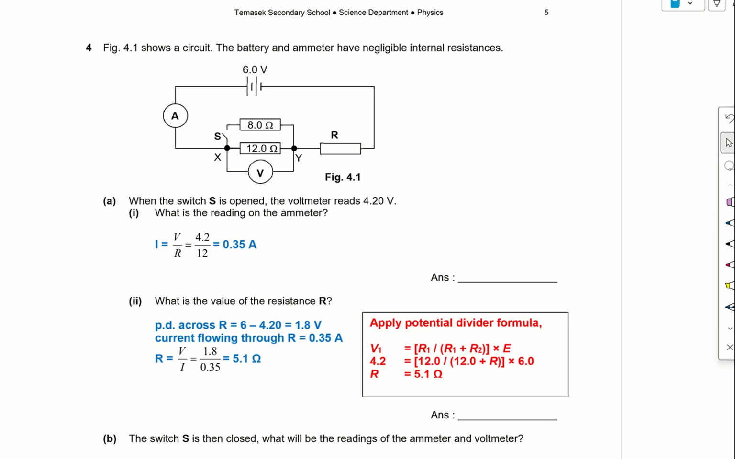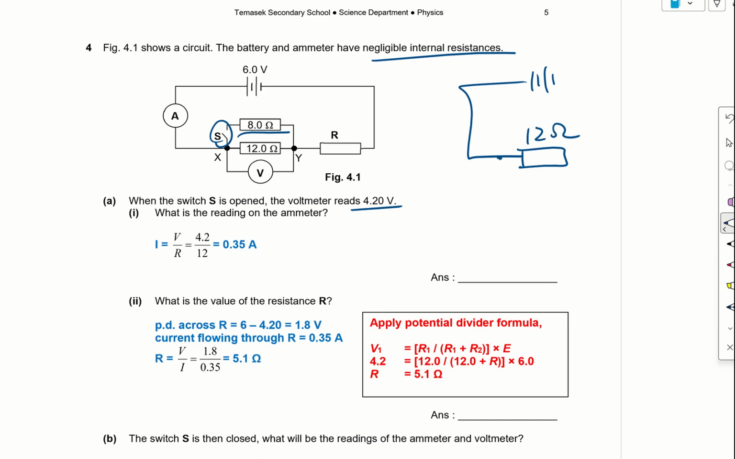Okay, question 4, it shows a circuit. The battery and ammeter have negligible internal resistance, so we don't need to care about their resistance. When switch S is open, voltmeter reads 4.2. Now, switch S is open, I'm just going to redraw the circuit. So if switch S is open, I'm going to ignore the 8 ohm here. So this is 12 ohm. And I still have my voltmeter here. And this is connected in series to the R.